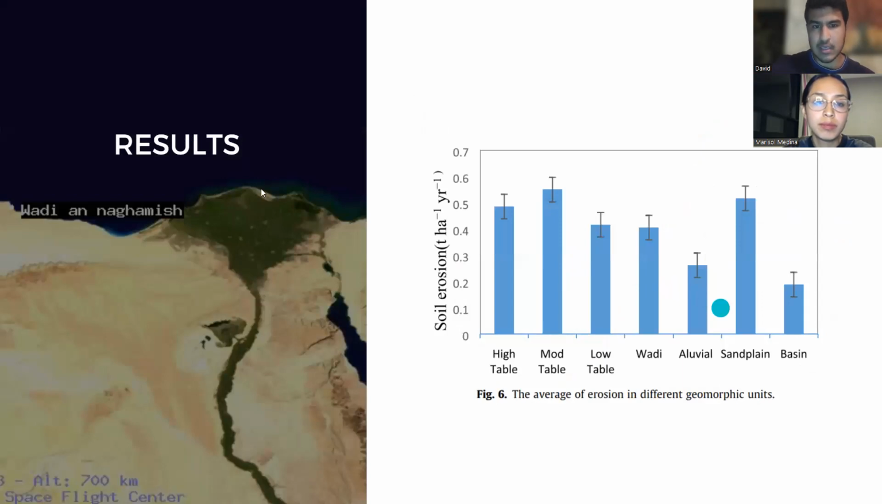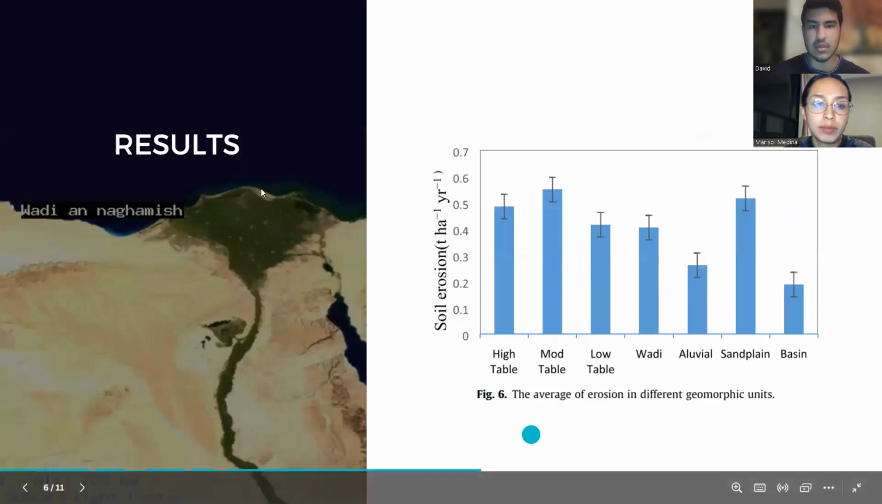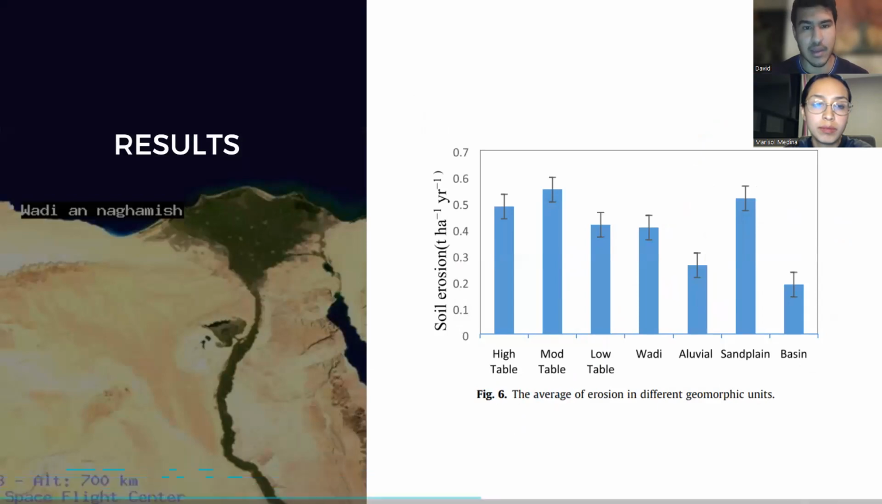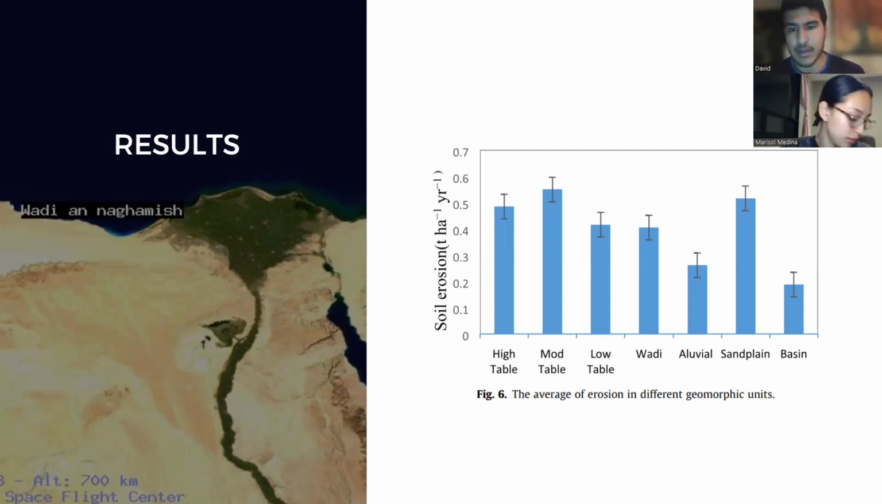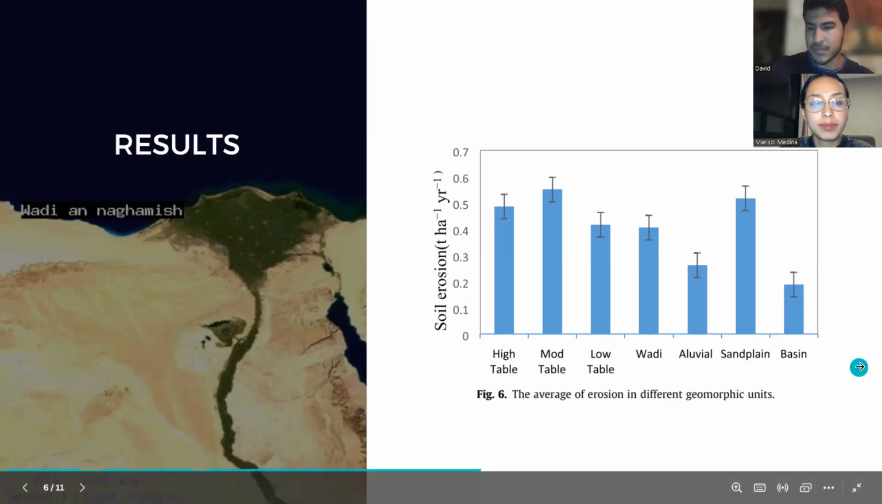Okay, so as you can see, this graph shows the total soil erosion calculated. It talks about how many tons of land could be lost per hectare every year. And as you can see, the highest values are in the sandy plains and in the high, moderate, and low tables. So basically the biggest values of soil erosion are presented in these units.